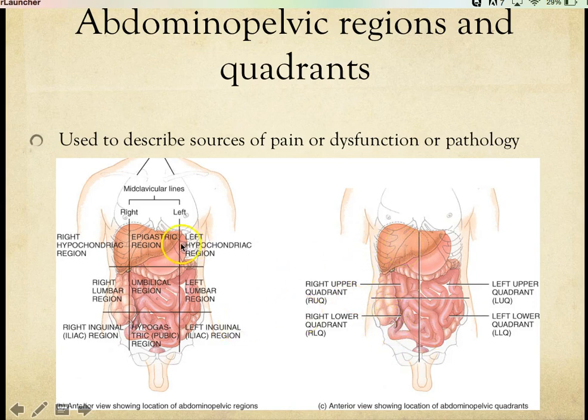So again, you can use either one of these terms. Some places will use more of the regions. Some areas use more of the quadrant system, but you should be familiar with both.